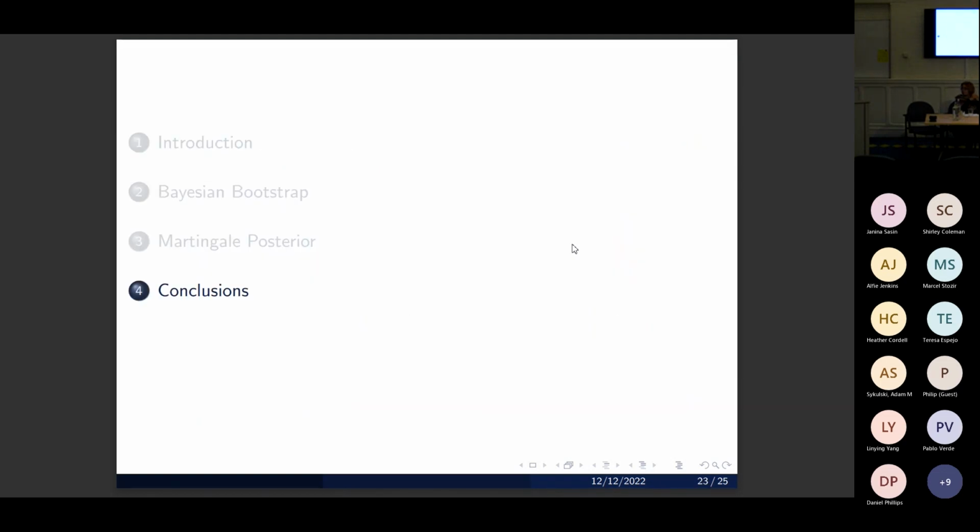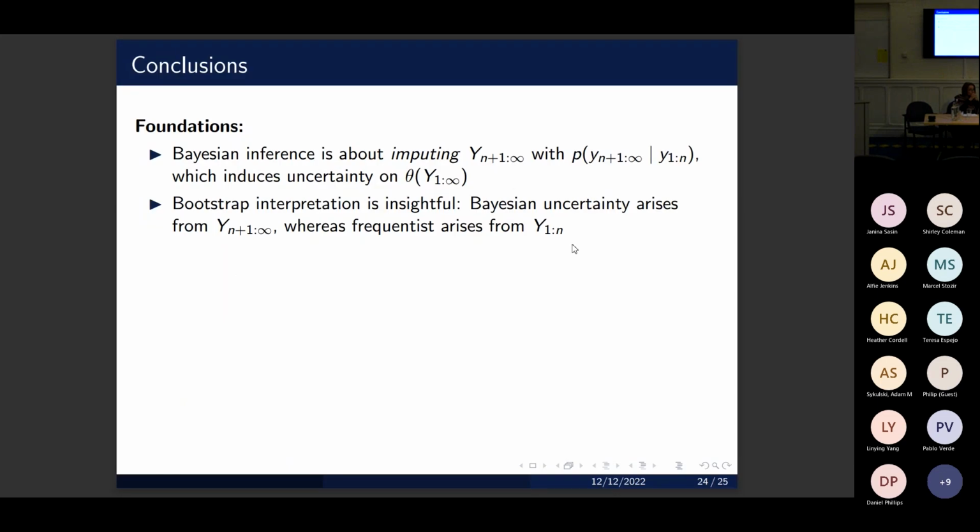So now I'm going to provide some conclusions to wrap up what I just went through. In conclusion, our paper presents some new foundations, we think, about Bayesian inference. We motivate Bayesian inference now as imputing y_{n+1} to infinity with this joint predictive density. And this is what induces uncertainty in any parameter of interest. This, of course, holds in both the parametric Bayesian case, the non-parametric case, and our generalization to Martingale posteriors.